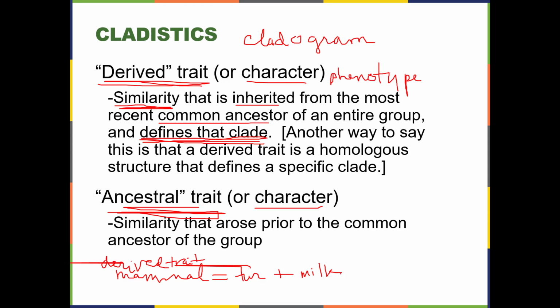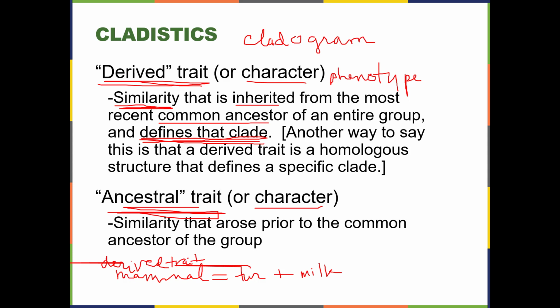So those are the derived traits of mammals. And all mammals have those because they all come from one node on the evolutionary tree when those adaptations first appeared. And then from that point, that original group of mammals diversified into all kinds of different species, but we all have fur and milk because our common ancestor mammal, the first group that was called mammals, had those adaptations. So those are the derived traits.